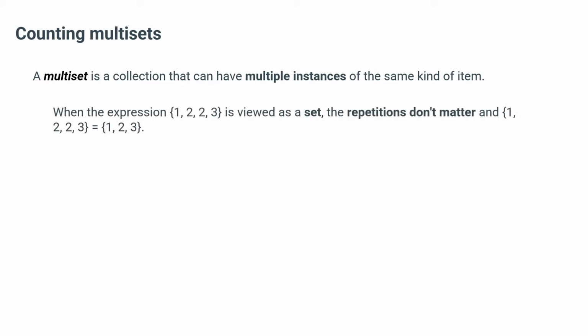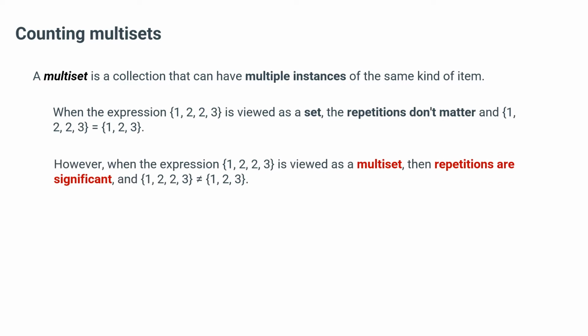So remember that with regular sets, if a set is listed like this, 1, 2, 2, 3, well, repetitions don't matter. Either 2 is in the set or it's not in the set. So we wouldn't even write it that way. We would just write it 1, 2, 3, because an element is either in the set or it's not.